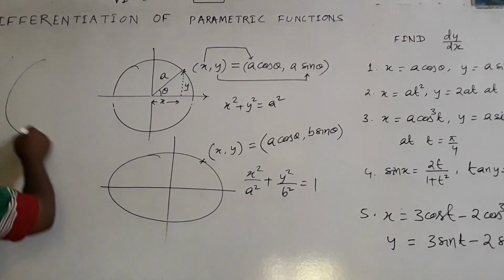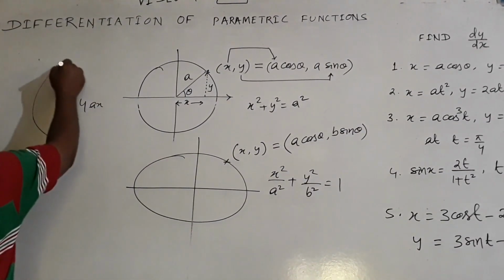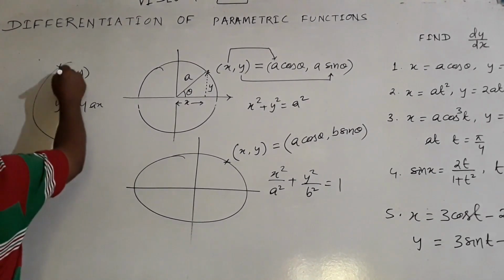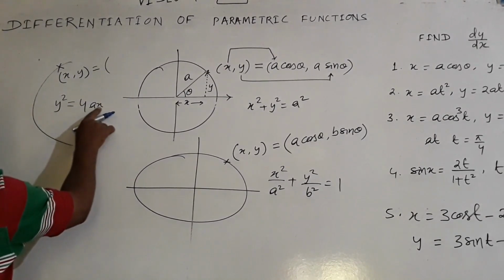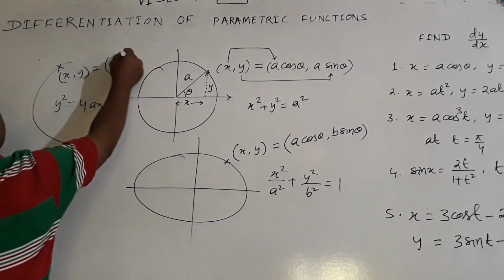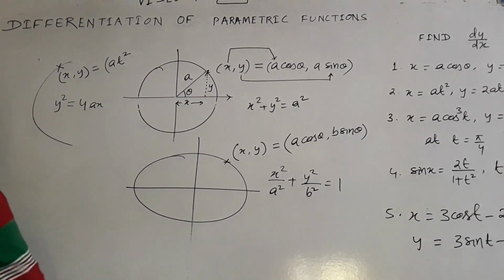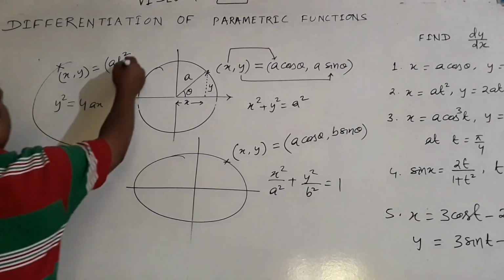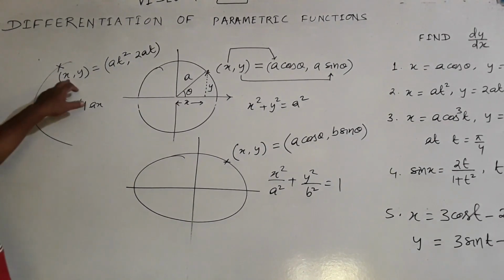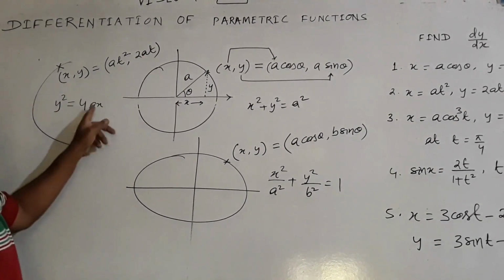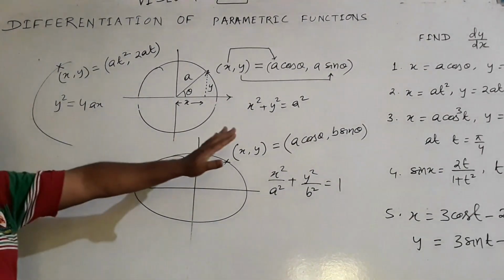Similarly, suppose this is a parabola having equation y square is equal to 4ax. Any point on this has coordinate x, y, and its parametric form is, suppose I am taking x is equal to a t square. If I put x is equal to a t square, it becomes 4 a square t square. So y becomes 2at. So this is the parametric form. Here there were two variables, here one variable. A is constant. Here one variable, that variable is t.